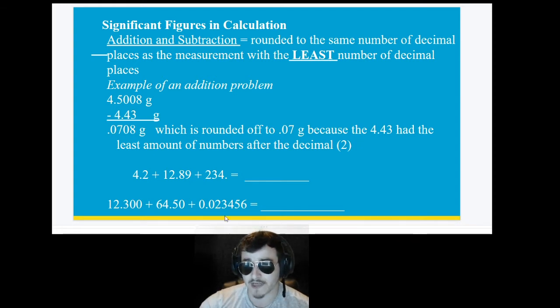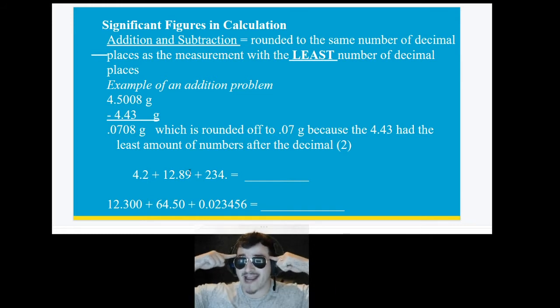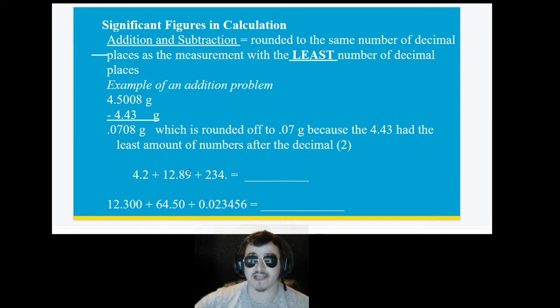And so we're going to utilize that same logic in tackling a couple of example problems down here, which we can go ahead and mentally prepare ourselves for how many digits are going to be in our rounded answer before we actually take it to the board and solve it. 4.2 has 1 decimal place, 12.89, 2 decimal places, and 234 no decimal places, which means in our answer we will have 0 decimal places. Can't have any. Our least accurate value here didn't have any decimal places.